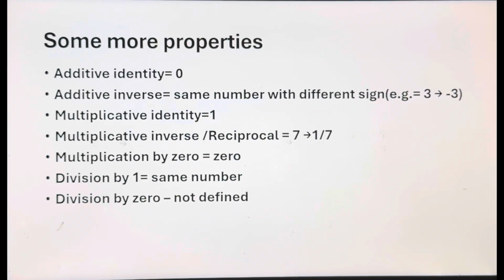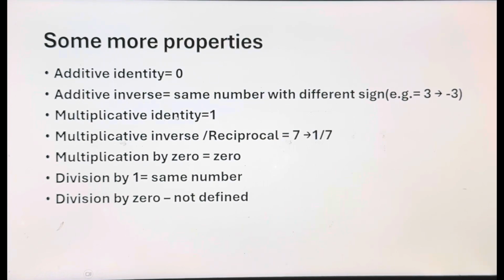So let us see some more properties of rational numbers. Some of them you already know, you have learned in lower classes. The first one is additive identity. Additive identity is 0, which means you add 0 to any number, the answer is the same number. Then what is additive inverse? Additive inverse is the same number with a different sign. Like if it is plus 3, the additive inverse is minus 3. If it is minus 3, the additive inverse will be plus 3.